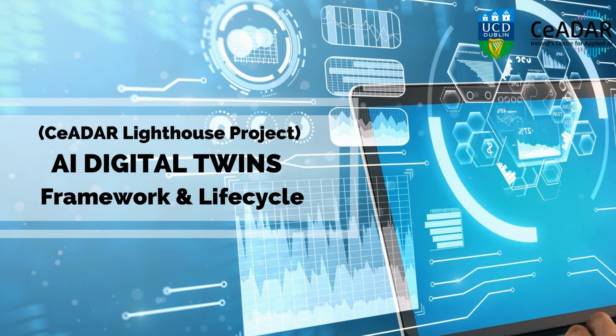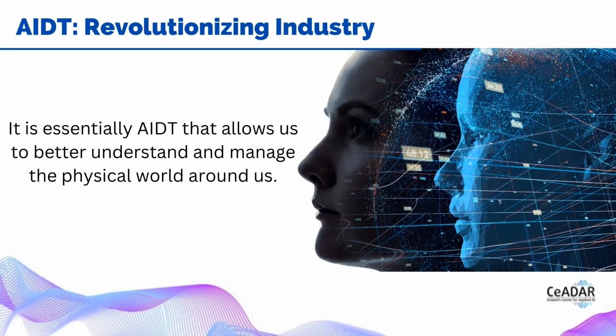In this video, I want to take you through the structure and life cycle of AIDT. Think of a digital twin like a virtual clone of a physical object or system. It is a software model that allows us to simulate and test various scenarios. But in order for this virtual clone to be effective, we need to make sure its structure accurately represents the physical object or system it's modeling. And that is where the life cycle comes in.